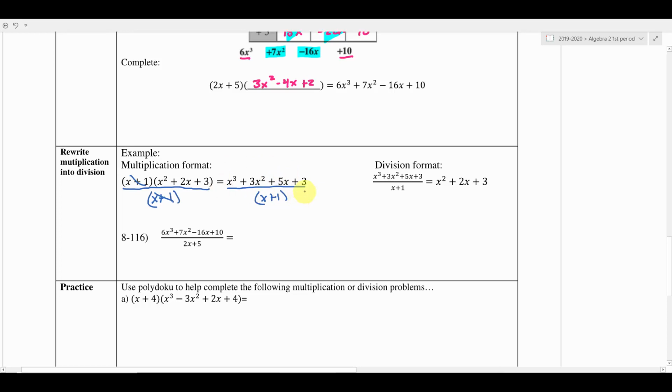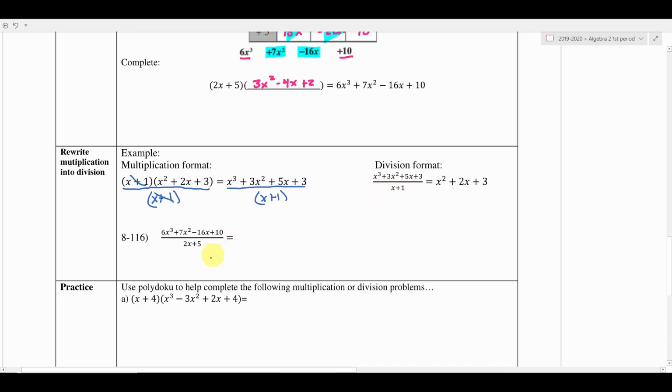So this becomes our division format. Whereas we're going to start like this: x cubed plus 3x squared plus 5x plus 3 divided by x plus 1 equals x squared plus 2x plus 3. So we know that we can multiply these two things, and because we can multiply those two things, we can say these two things divided equals this thing right here. And we can actually use Polydoku to do a division problem.